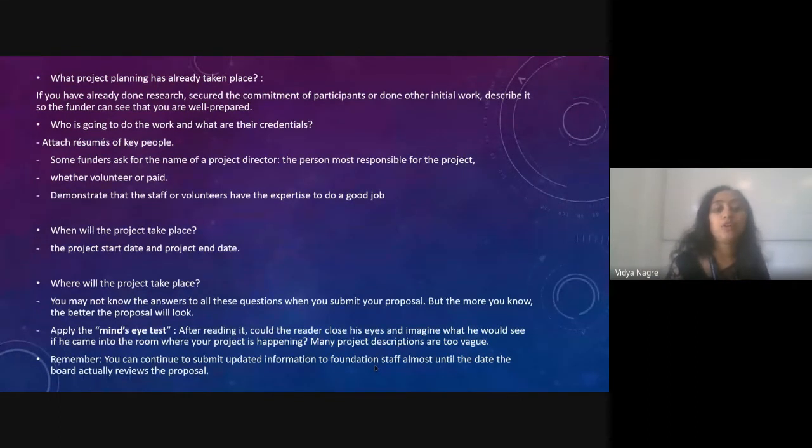Who is going to do the work and what are their credentials? So attach the resumes of the key people. For example, you have 100 employees. Of course, you cannot add all of them.